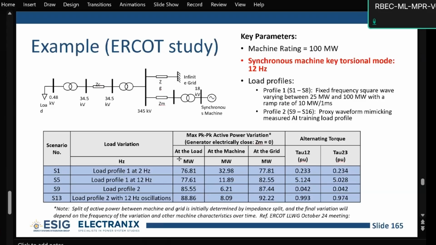So what we're going to do is measure the split of active power between the system and the load with various impedances, and measure what the torques look like on this synchronous machine shaft. Here's the summary of what happened. You can go and look at all the results and the studies.